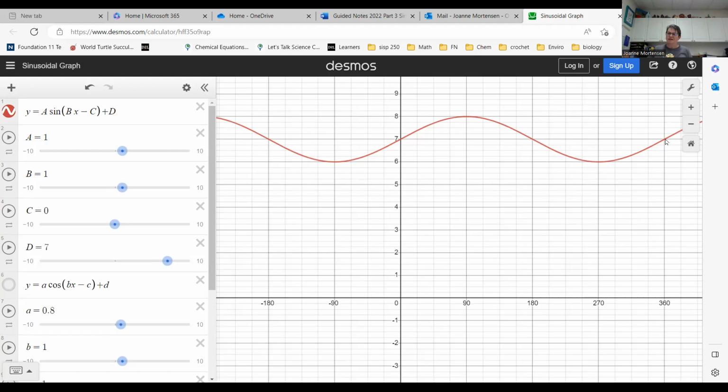But that makes sense, right? If you're moving something vertically, of course your maximum and minimum are going to change because they're going to go along with it. It's not like my graph is actually changing shape. I'm going to add that to my general answer. No change in shape.